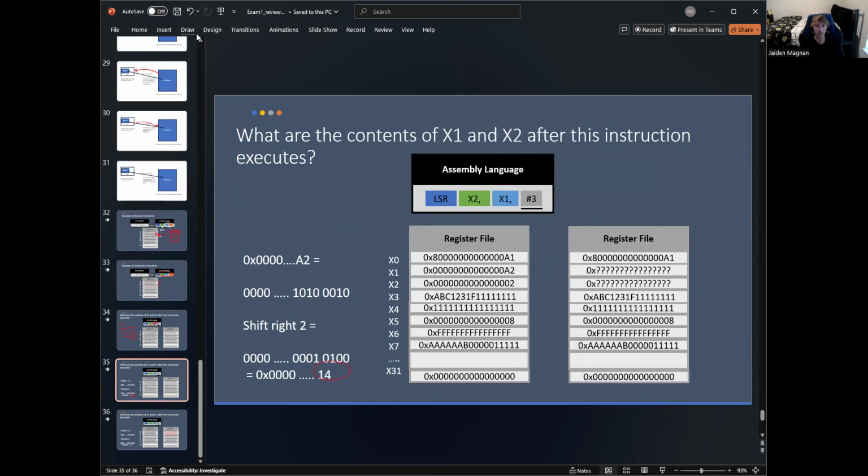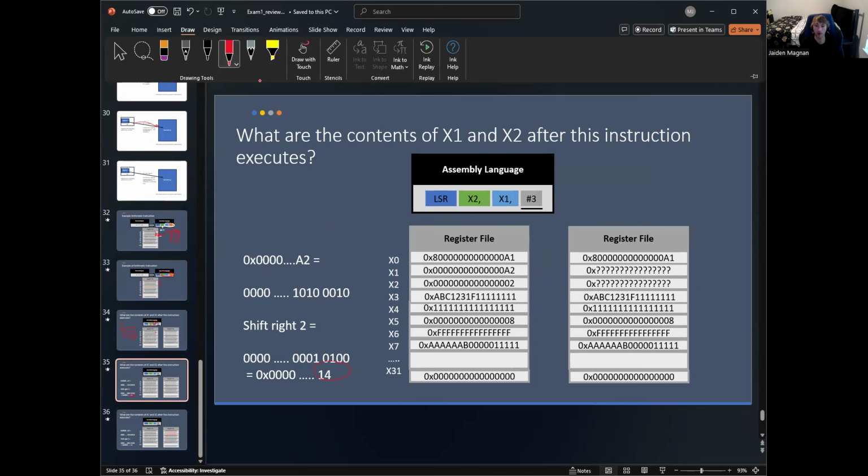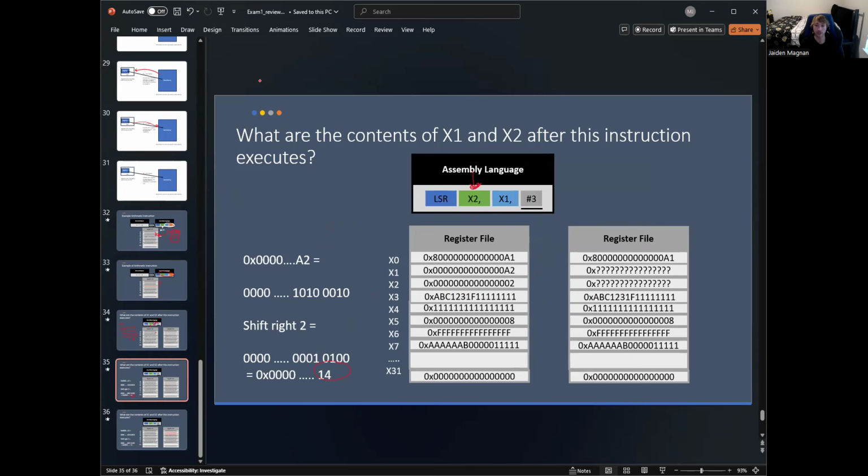So when you see these questions, the first thing you're going to do is remember this is your destination register. This is where the output of this is going. So X1, we're shifting it right 3 times. So we go to X1 and we see we have A2, with all these zeros and then A2 at the end. The first thing you're going to do is write that number out into binary format, which is 1, 0, 1, 0, and then 0, 0, 1, 0.